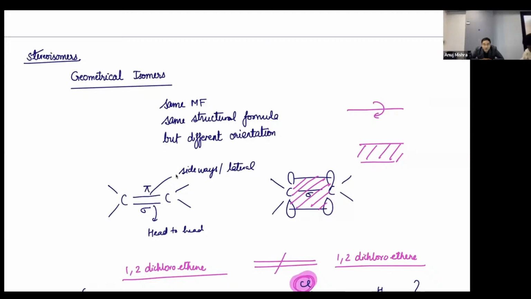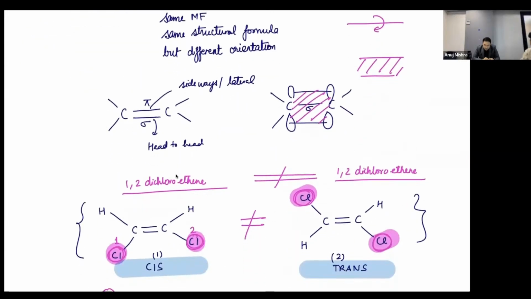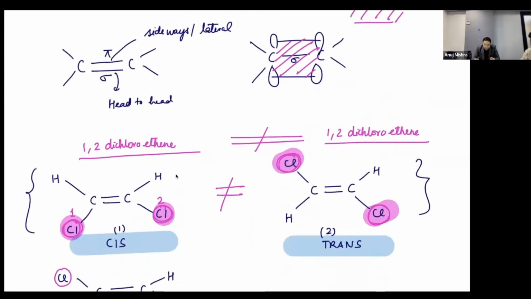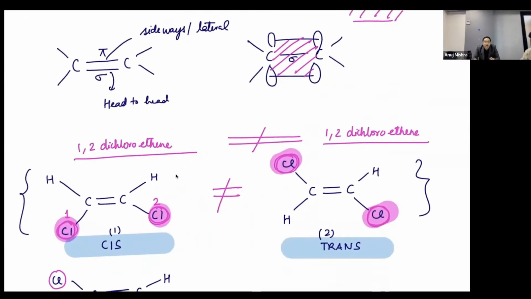What is the meaning of geometrical isomers? Different orientation. It looks different, right? Okay. Same molecular formula, same structural formula, but different orientation. Now just see this example. First compound is 1,2-dichloroethene. The other one is also 1,2-dichloroethene. But in the first compound, both the chlorines are on the same side of the double bond. In the next example, both the chlorines are on opposite sides of the double bond.